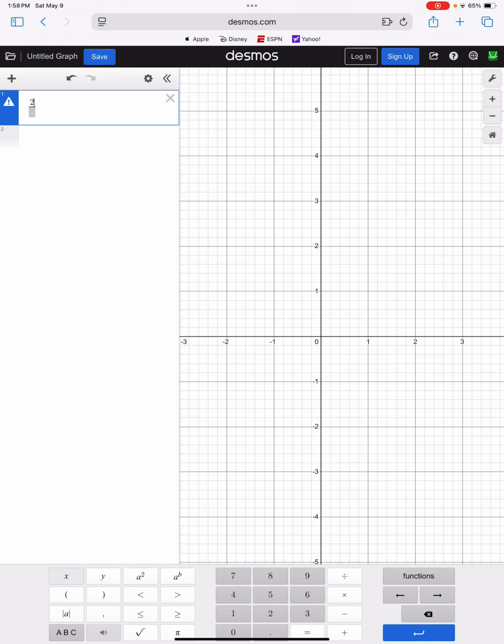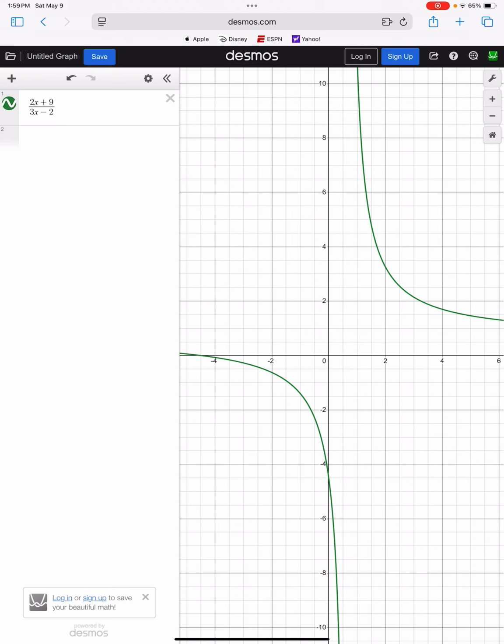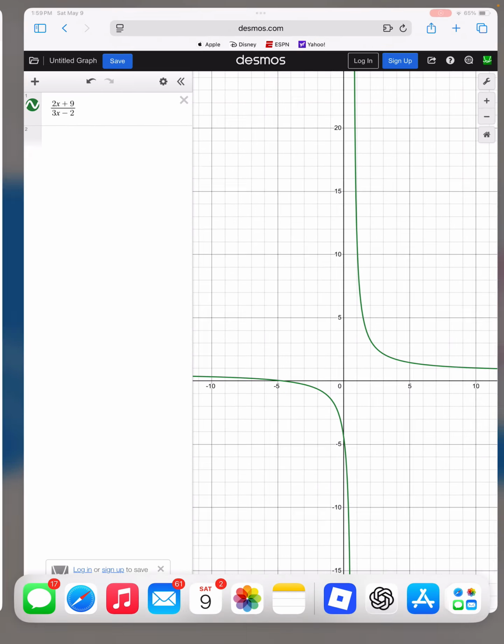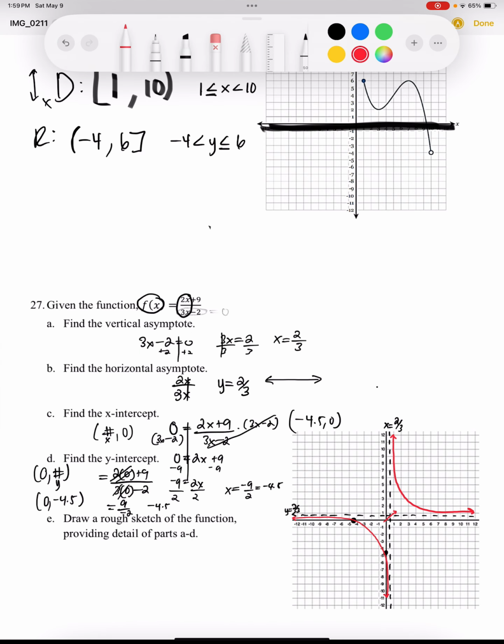2x plus 9, to double check, and 3x minus 2. See, it looks like that, just like we had it, and here it's crossing at -4.5 and at -4.5. It's not always the same answer, it never really is, but for this example, it was. They actually ended up being the same for both.